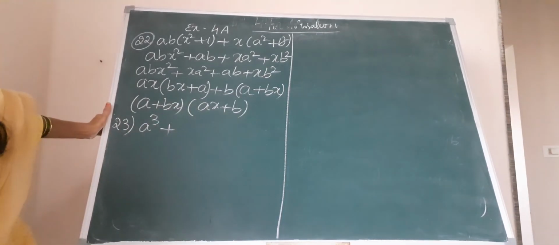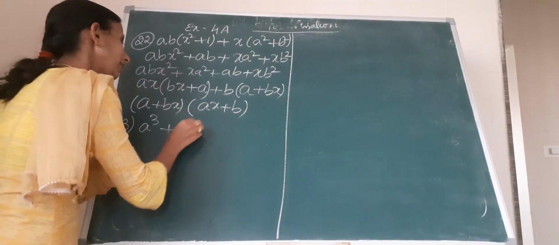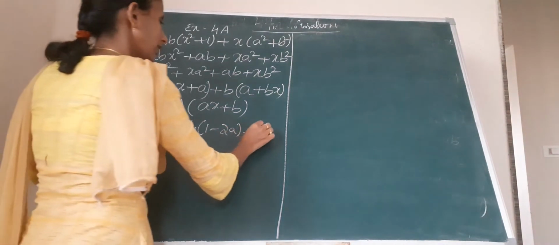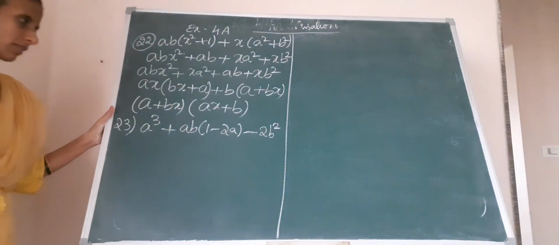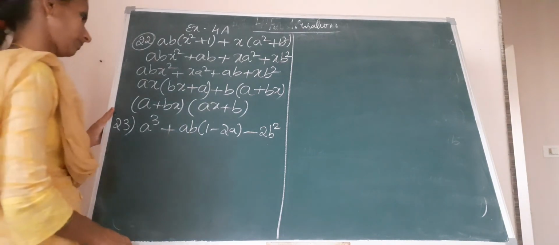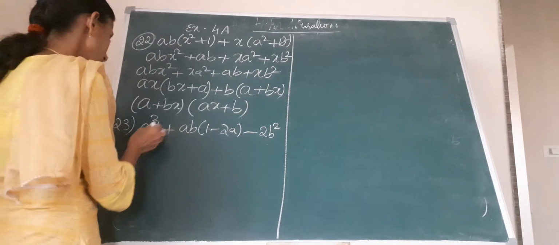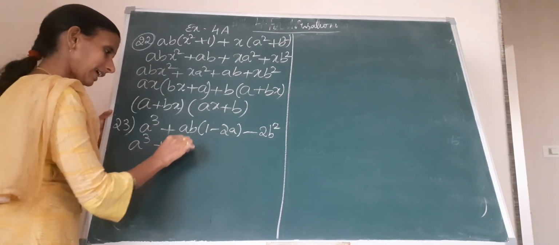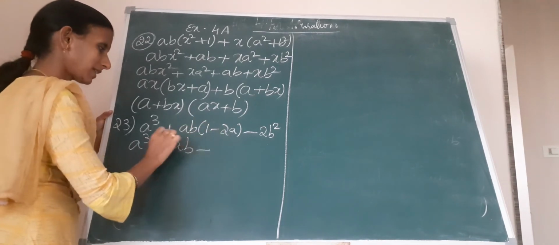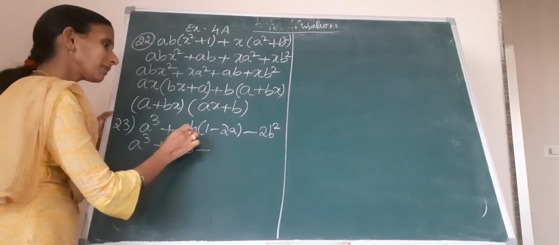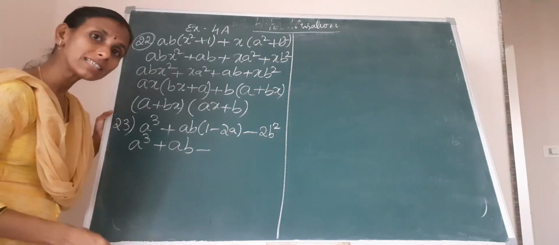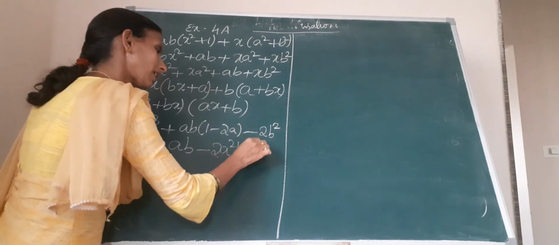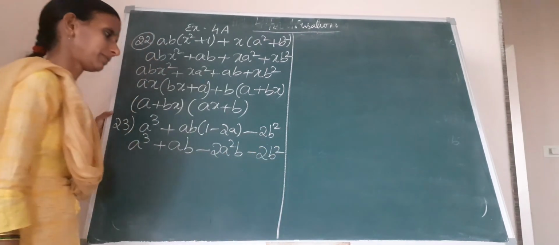a cube plus ab into 1 minus 2a minus 2b square. Okay. Now, see, multiply first. What do we get? a cube plus ab into 1 is ab, minus, plus into minus is minus, ab into 2a, so 2a square b, minus 2b square.